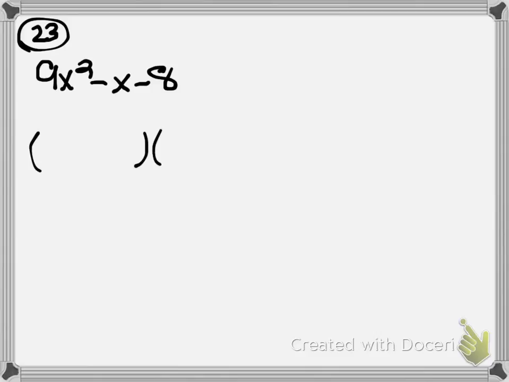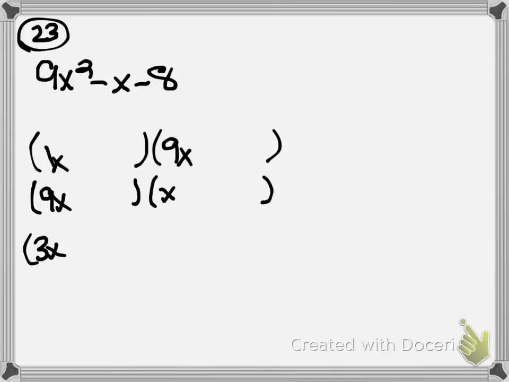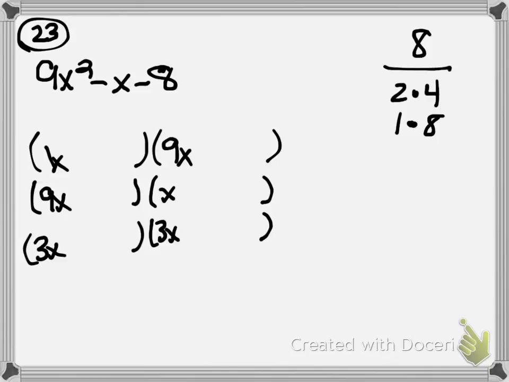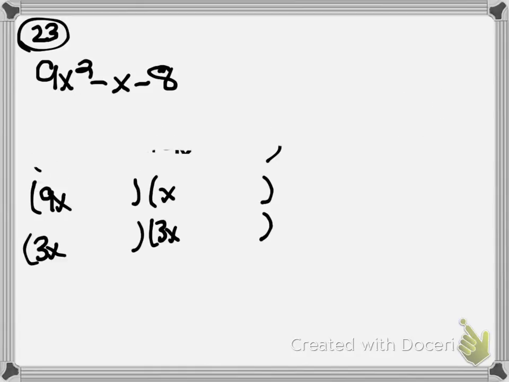What that means is you could have a 1x and a 9x, but you'd also have to flip-flop that because that makes a difference. Or you could have a 3x and a 3x. And you would have to try every one of these combinations with 2 and 4 and 1 and 8. That's a lot of work. Well, there is a method called the AC method.